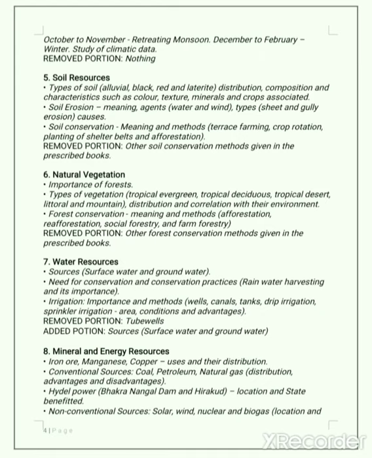Okay. Next chapter is soil resources. Here you should study the types of soil. Okay, there are 4 types of soil: alluvial, black, red and laterite. You should know about them.